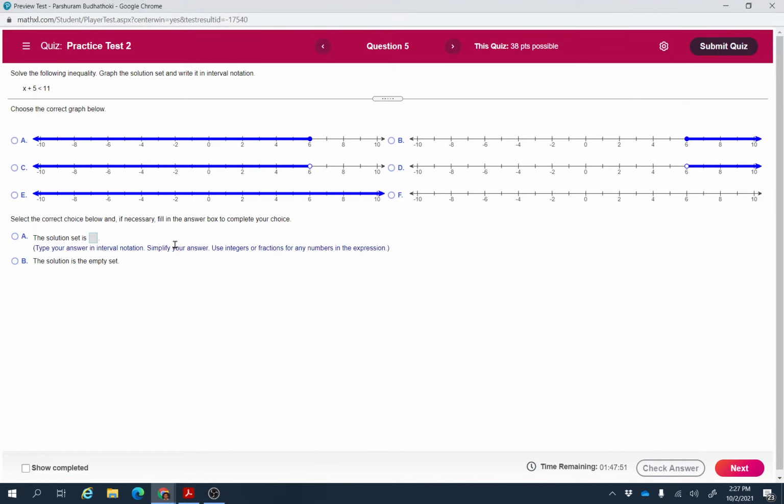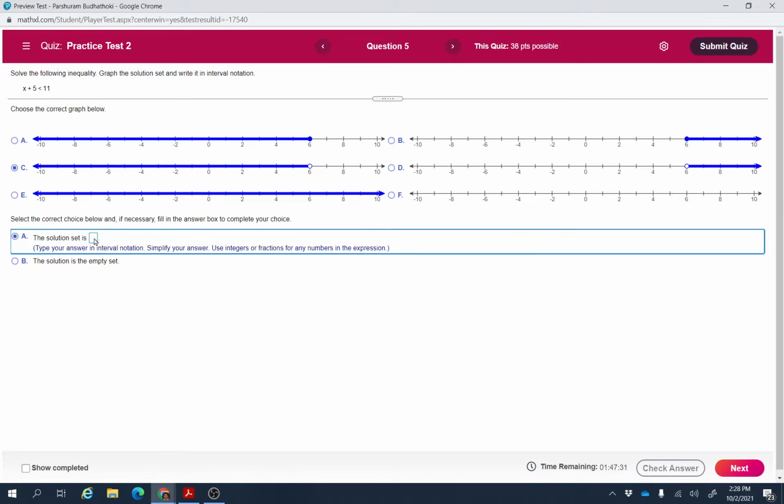So go here. A includes 6, so that's not the right one. B is greater than 6, so that's not the right one. We are looking for something less than 6 with an open circle at 6, so this is the right solution. Okay, and how do you write it?